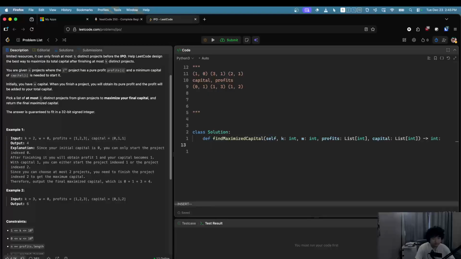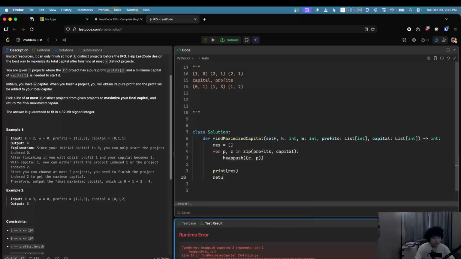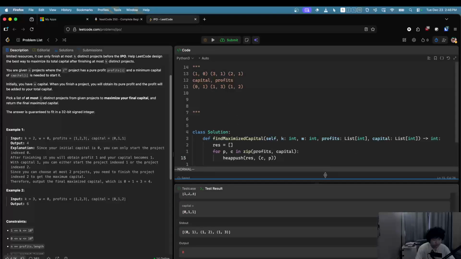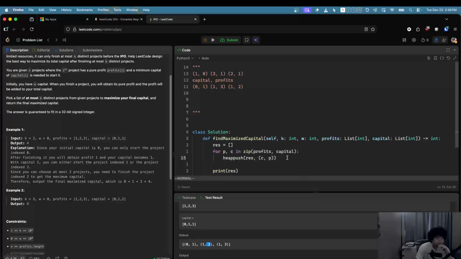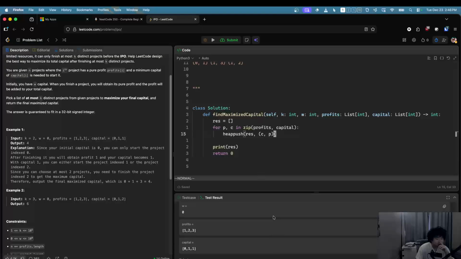So let's say for every P and C in zip profits, capital, we're going to do heap push of C and P, and then print res. Let me see how this looks. Put return 0. Heap push the res like that. Let me see how this works. Okay, so we have output of 0, 0, 1, 2. Okay, that's not what we care about. So it does order them by that, though. How could I fix that?